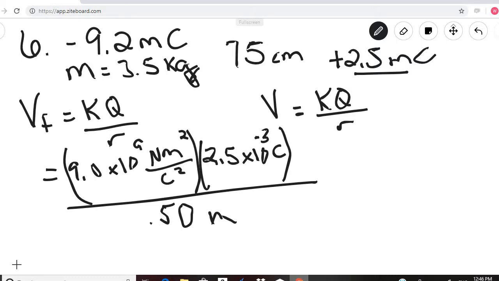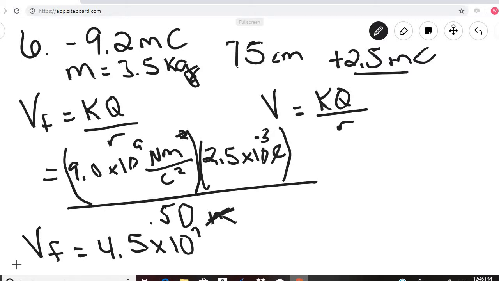Okay, so VF will be equal to 4.5 times 10 to the 7. It'll be a Newton meter per Coulomb. So one of these meters will cancel. This Coulomb will cancel. Newton meters per Coulomb, which is a volt.